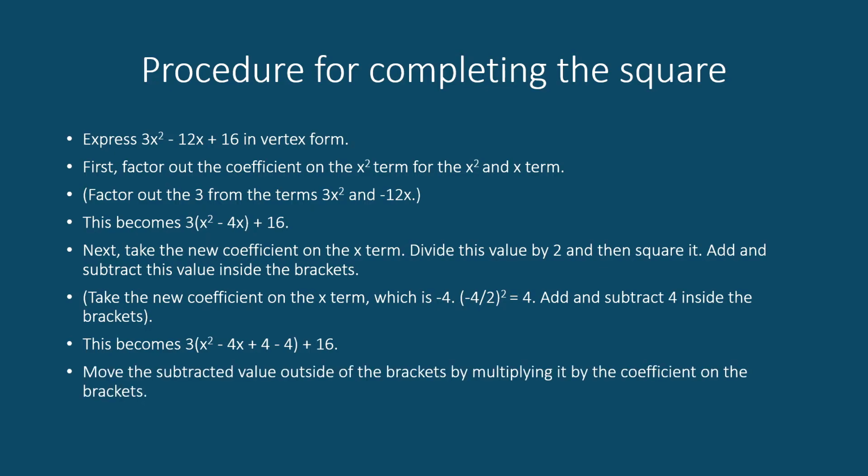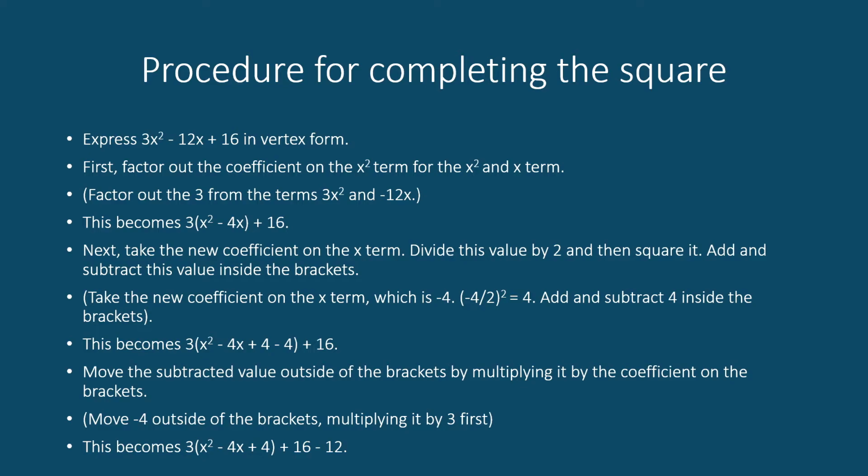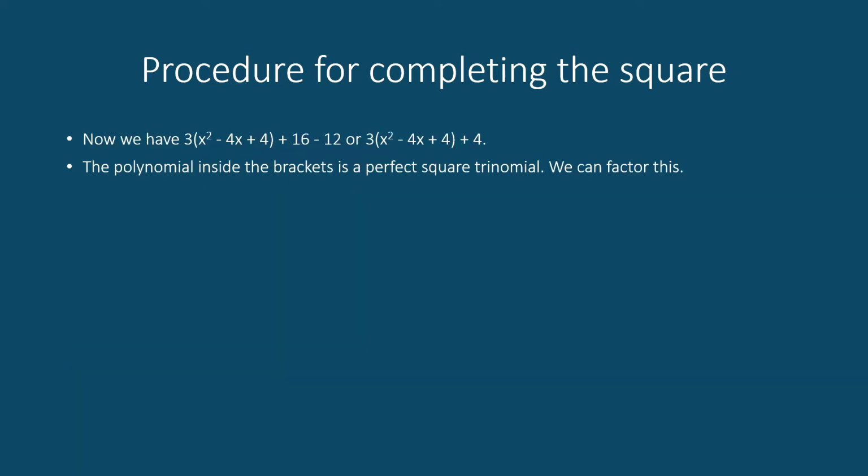Move the subtracted value outside of the brackets by multiplying it by the coefficient on the brackets. We need to move negative 4 outside of the brackets, but we need to multiply by 3 due to distributive property. Doing that gives us 3 bracket x squared minus 4x plus 4 close bracket plus 16 minus 12. Now we have 3 bracket x squared minus 4x plus 4 close bracket plus 4.